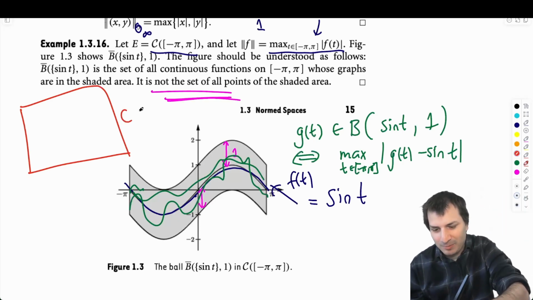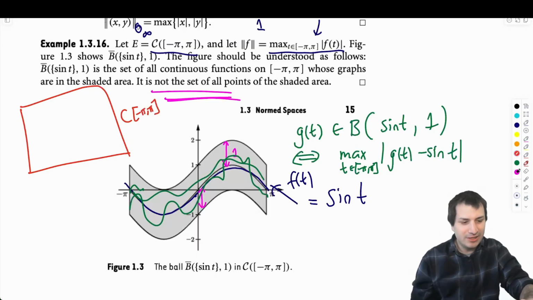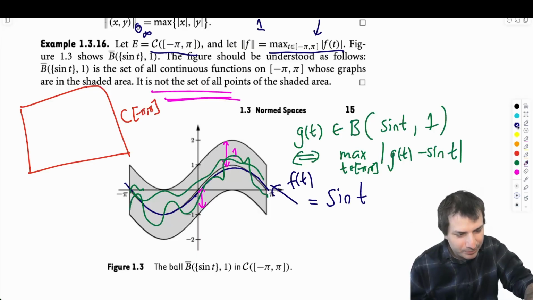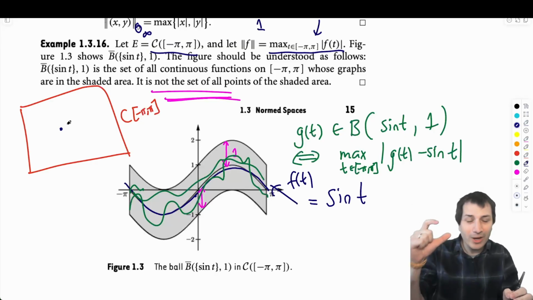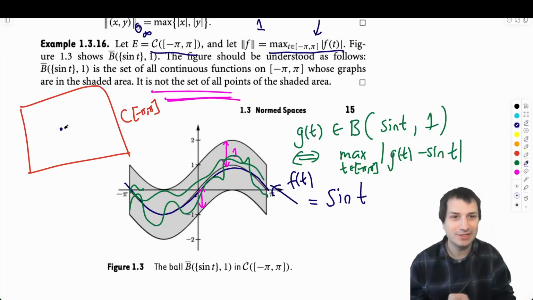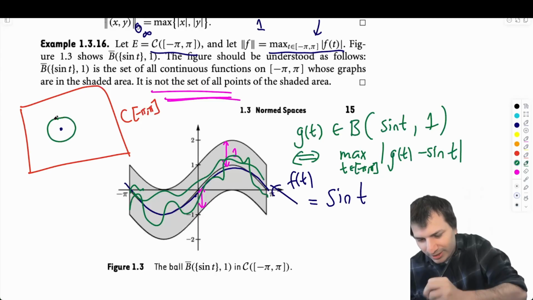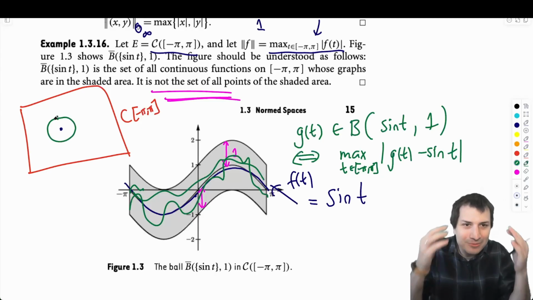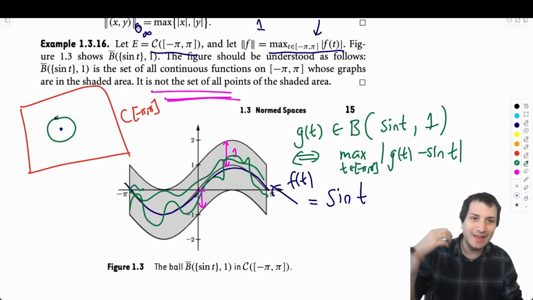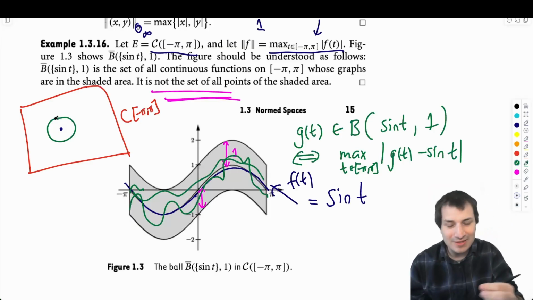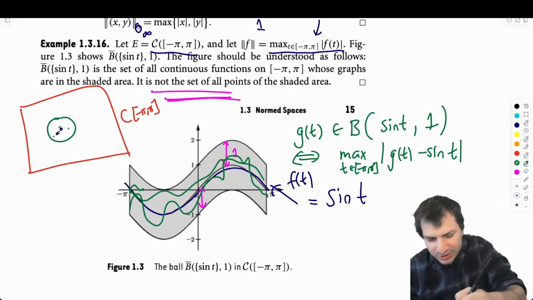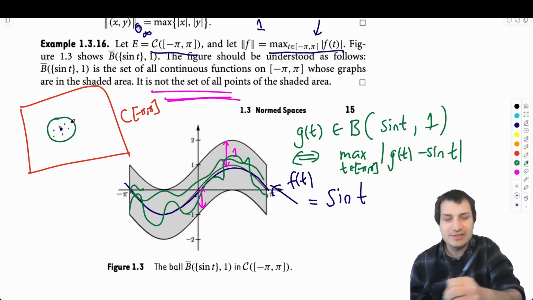The space of all possible functions is some kind of area like this. And then here is the function, sine of t, some particular function, some point in the space. And we're talking about all the functions that are within distance 1. You can draw a blob just to help yourself think about it like you think about things in R2, but it's not things in R2. Every single point here is its own function.